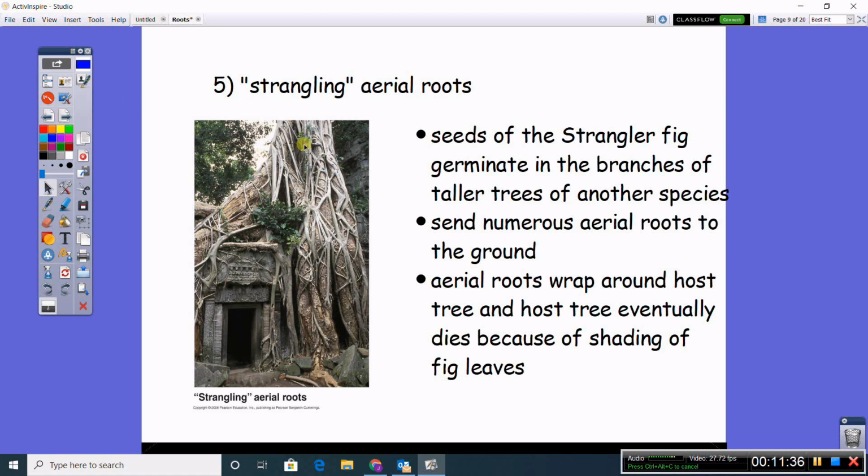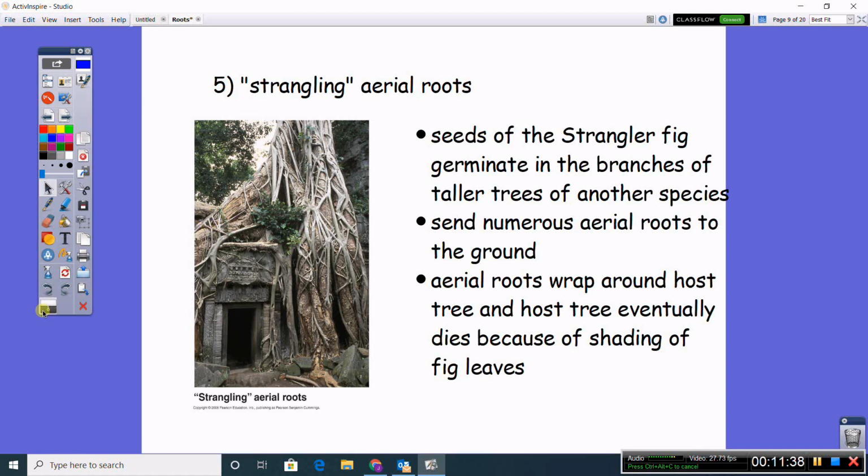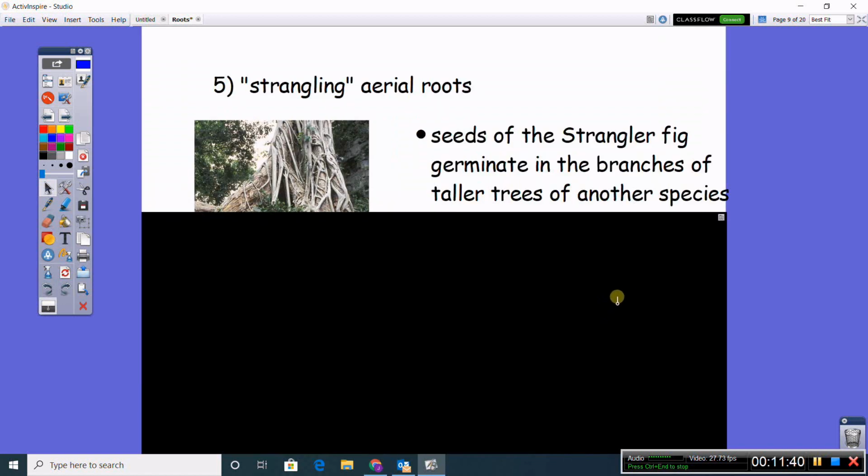Okay, strangling aerial roots. Let's take a look at this just a little bit at a time. This is when seeds of the strangler fig germinate in the branches of taller trees of another species, and they basically send their roots downward. Now, supposedly there's a tree like this.